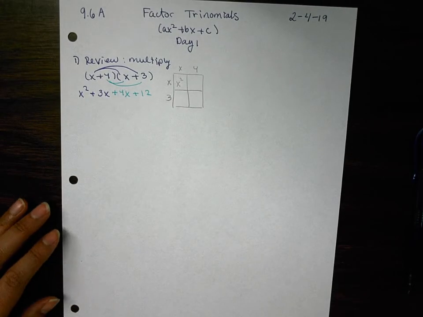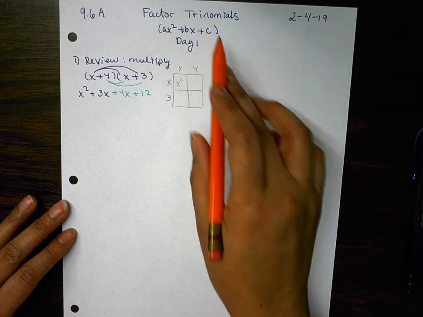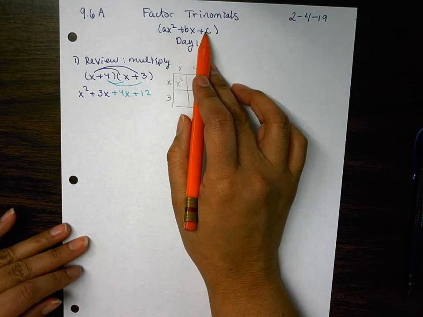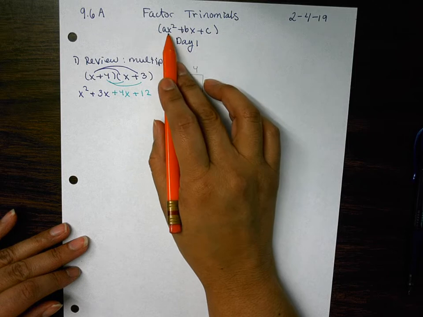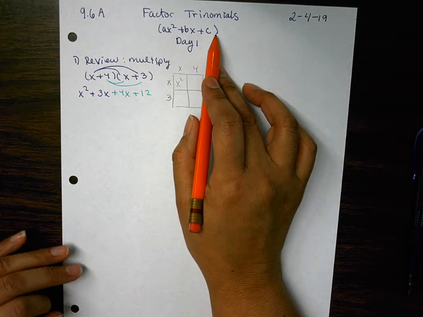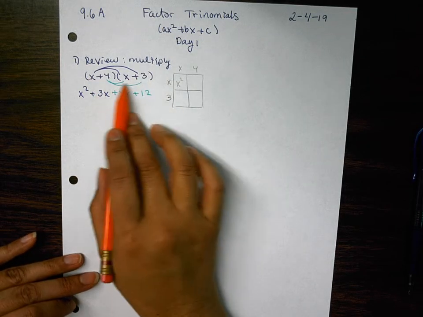All right. Math 2, Unit 9, Lesson 6a. We're factoring trinomials. I didn't say this earlier, but this is a trinomial: ax squared plus bx plus c. What does that mean? It's just a way we write our polynomials in standard form. The squared comes first, the x comes second, the constant comes third.